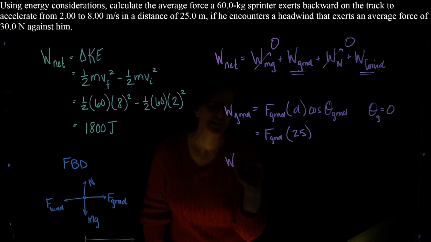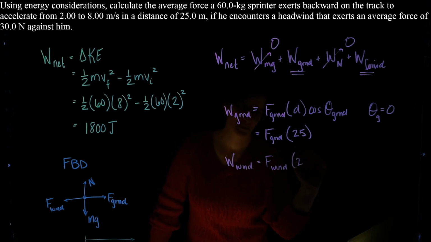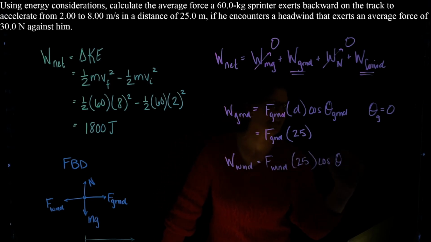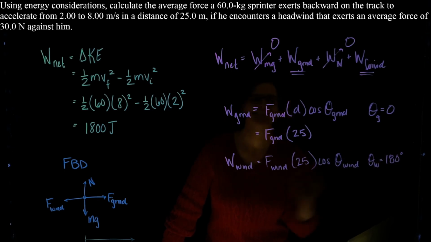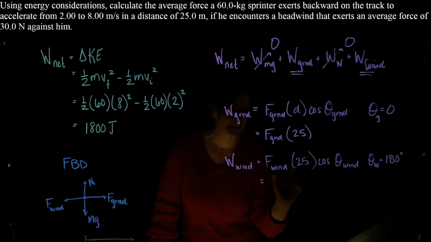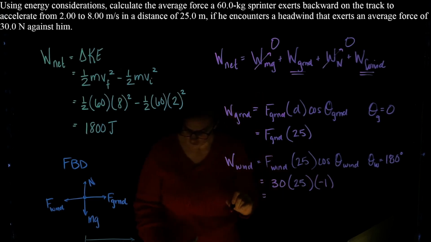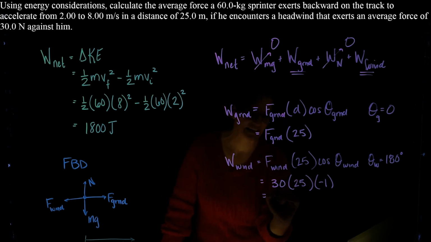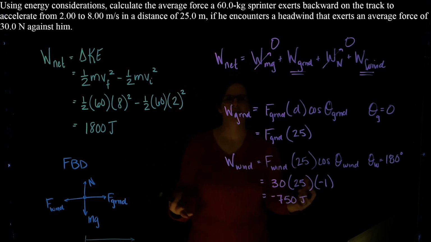And what about the work done by the wind? Well, that's the force of the wind times 25 times the cosine of the angle of the wind, which we know is in the opposite direction of the motion. And so the force of the wind, we're told, is 30 newtons times 25, and the cosine of 180 is -1. So the work done by the wind is -750 joules.